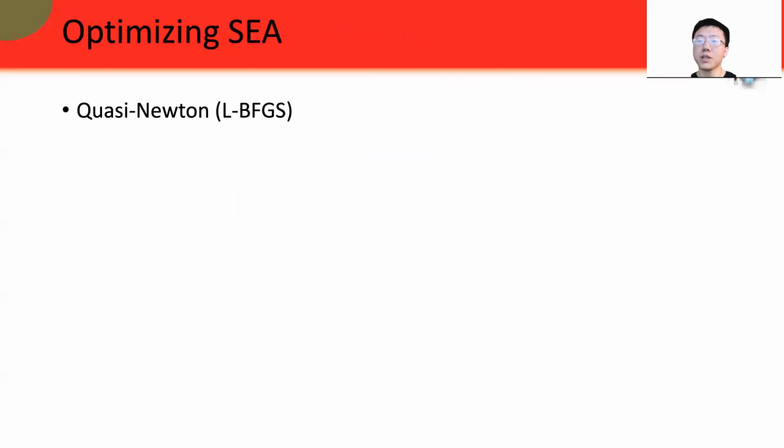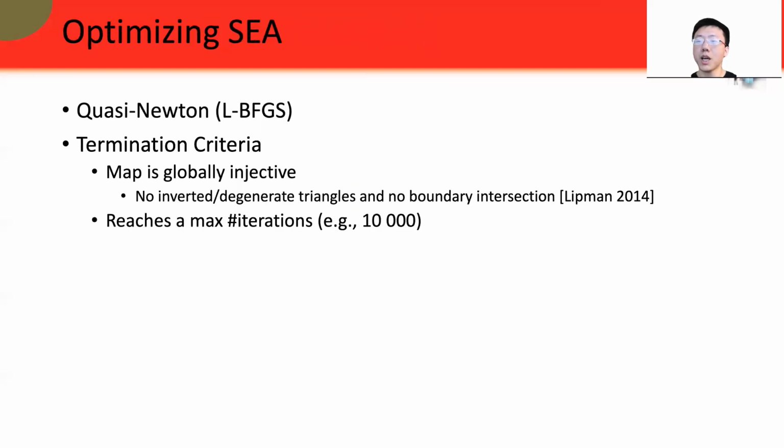In our experiments, we use an off-the-shelf quasi-Newton solver. We terminate the optimization when the map becomes globally injective. To check it efficiently, we adopt the criteria by Lippmann, that is, a map is injective if and only if there are no inverted or degenerate triangles or boundary intersections. We also terminate the optimization if it has not converged to a local minimum after a maximum number of iterations.